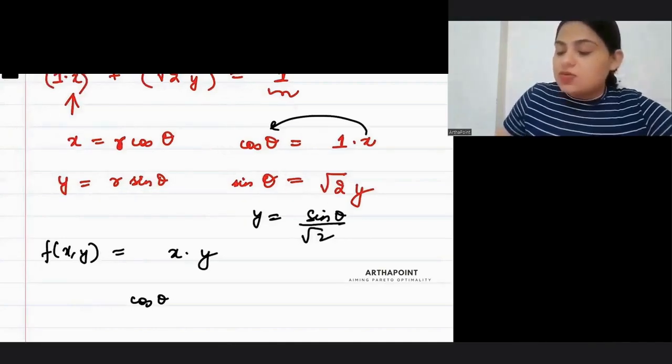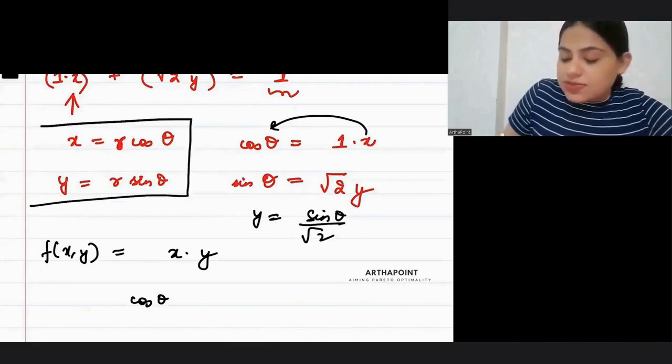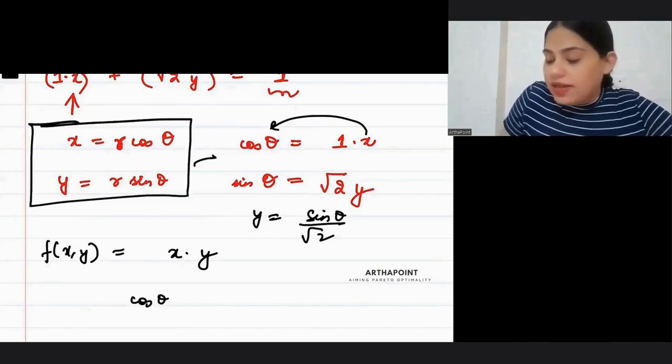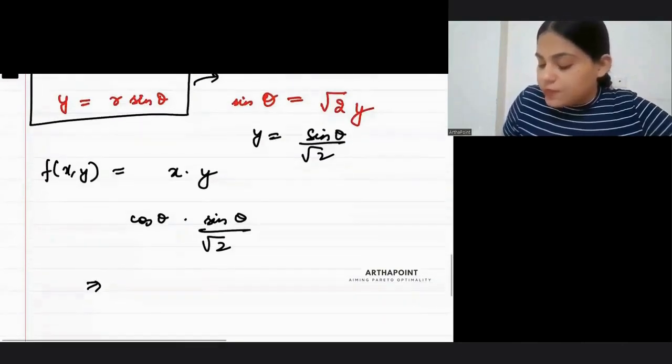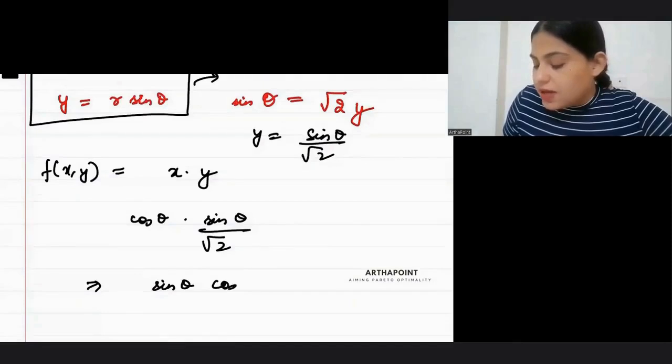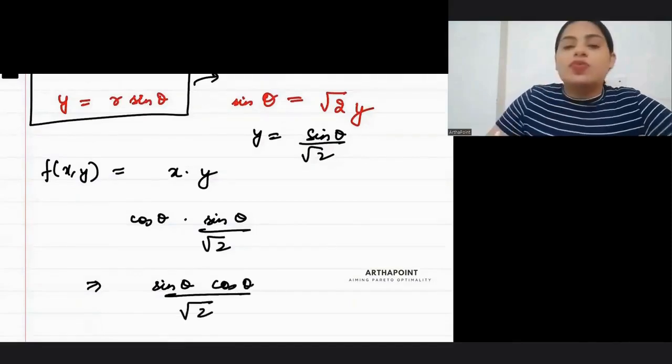I am removing this in between so that you understand these are two separate steps. First I only explained this to you, and then I tried to find out the value. So y, beta, becomes sin theta by root 2. So this will be sin theta by root 2. Sometimes this method will be very useful.